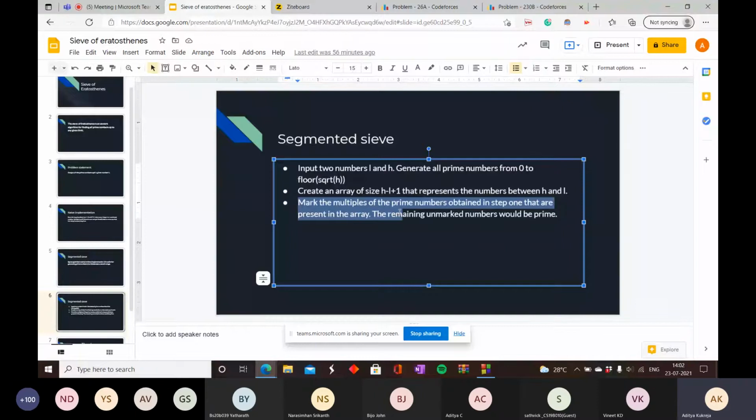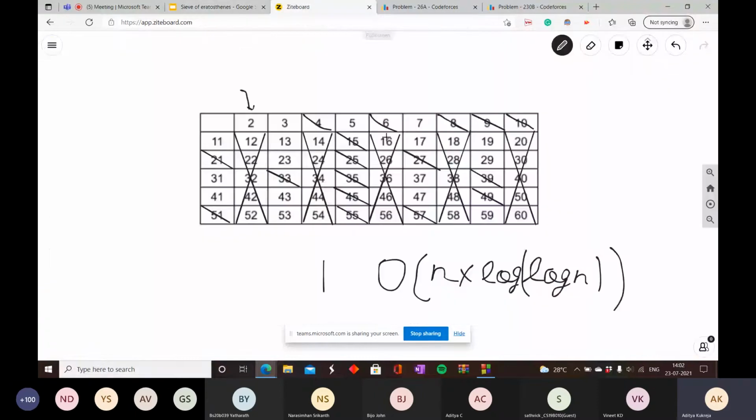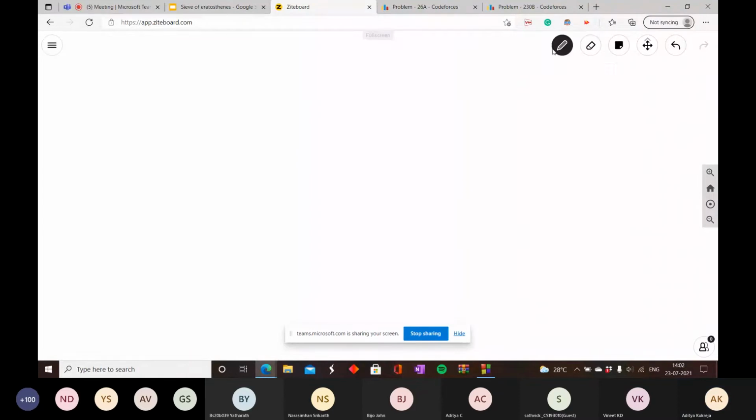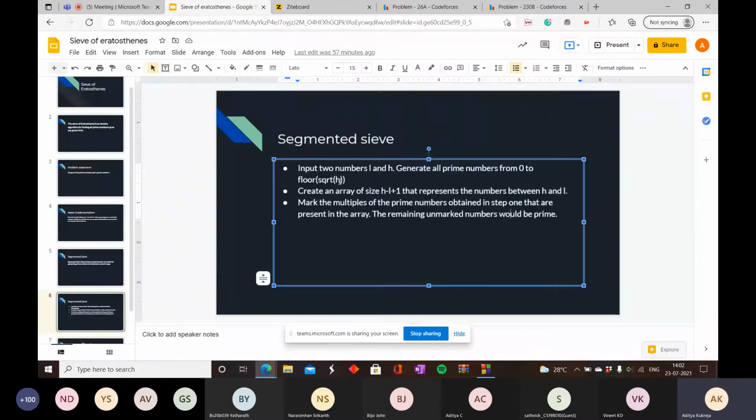Now I'll give you an example to show how this works. Let me just clear everything. Let's say the range is 7 to 14. So you have to find all the prime numbers that lie between 7 and 14, and 7 and 14 are inclusive in the range. So what we'll do is the first step: we have to generate all prime numbers from 0 to floor of square root H.